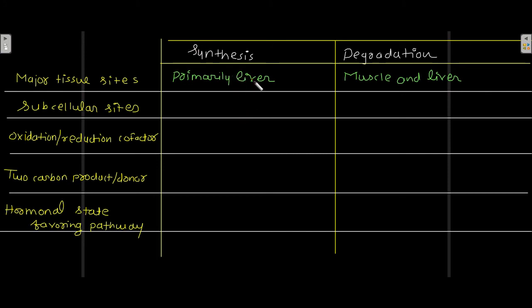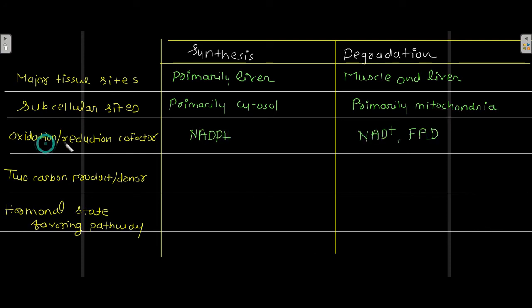Okay, so in muscle and liver degradation of fatty acid takes place, but the synthesis of fatty acid primarily takes place in the liver. Now the synthesis of fatty acid takes place primarily in the cytosol, and the degradation of fatty acid takes place in the mitochondria. Okay, in the cytosol there is synthesis of your fatty acid, and in the mitochondria there is breakdown or degradation of your fatty acid. Now the oxidation or reduction cofactor involved during the synthesis of fatty acid is NADPH.